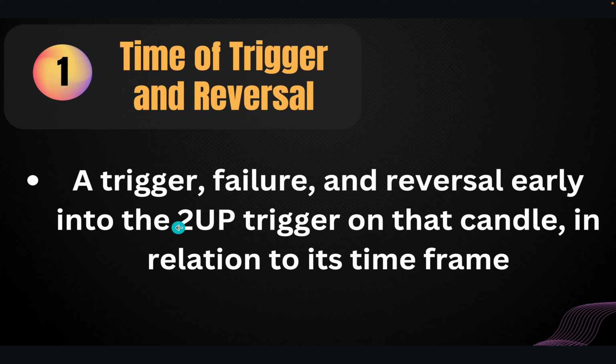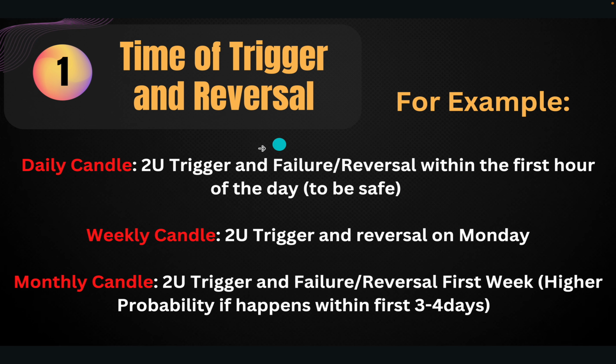What I want to see is a trigger, a failure, and a reversal early into the 2 up trigger on that candle in relation to its time frame. On a daily candle, we want to see the 2 up trigger, and we want to see it fail and reverse within the first hour of the day to be safe. It could be the second hour, maybe even the third hour sometimes, but to be safe, you want to see it within the first hour.